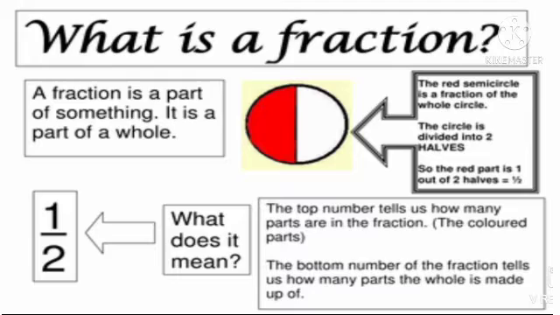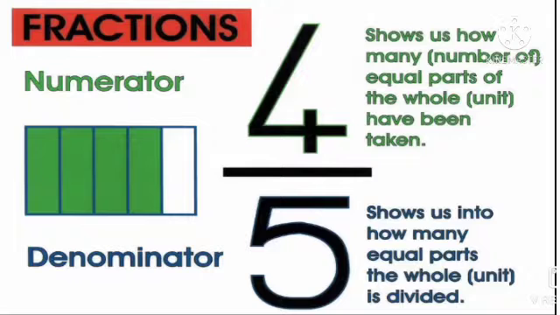The top number tells us how many parts are in the fraction, the colored parts. And the bottom number of the fraction tells us how many parts the whole is made up of. The top number represents the numerator and the bottom number represents the denominator. We can call the top number the numerator and the bottom number the denominator.